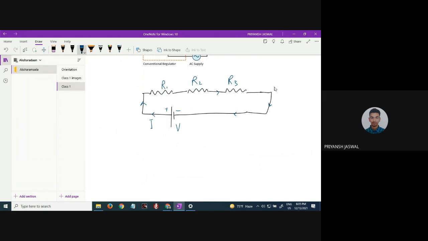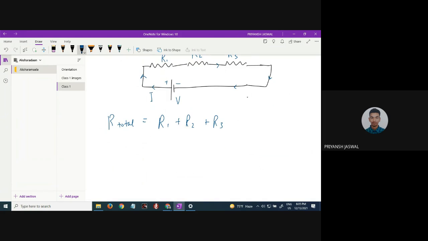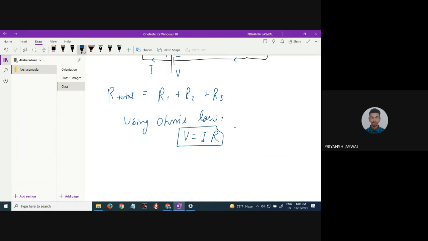So in series, by convention, the total resistance is equal to the sum of all the series resistances. Here we are talking about electrical resistance. So this will be the total resistance, and using Ohm's law, that is V equals IR. The potential difference across a resistance is just the product of current through that resistance and electrical resistance of that resistor.